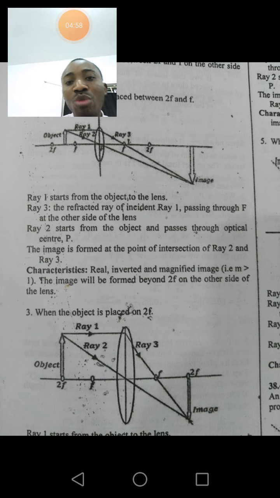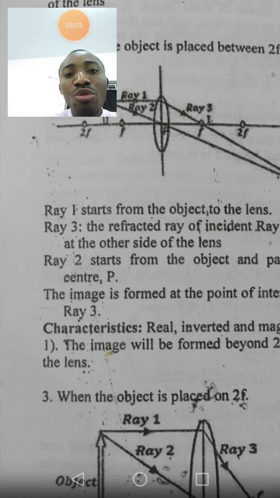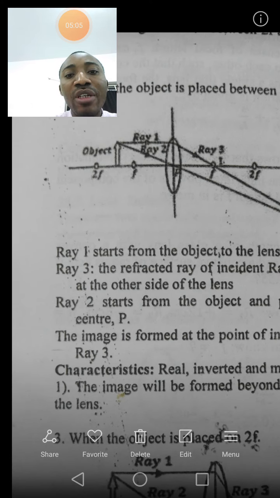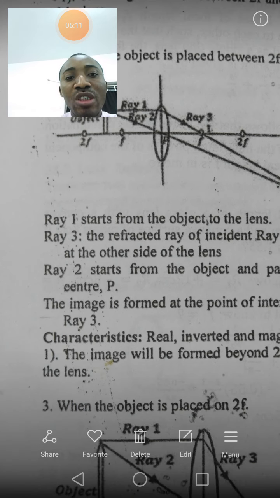Now we are moving from 2f to a position between 2f and f. That is number 2 above here. Number 3 is what I just explained after number 1. So I'm coming to number 2. Number 2 is what you see up here. Number 2 is above number 3.